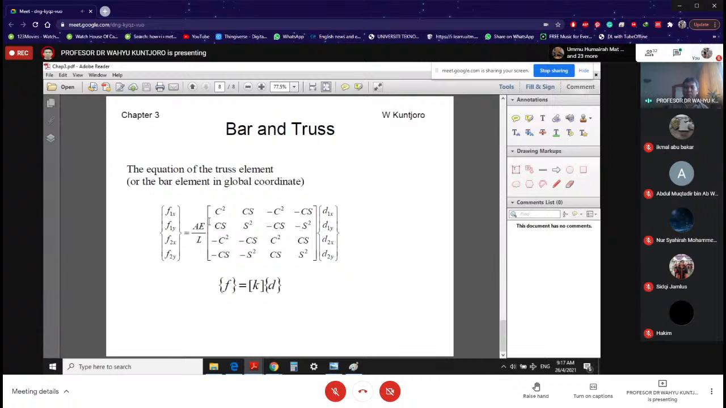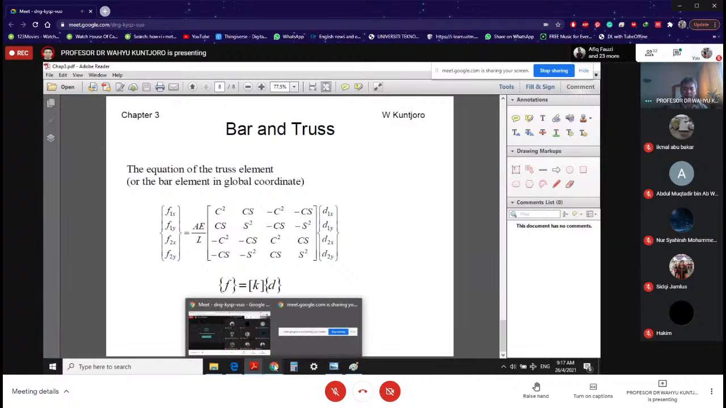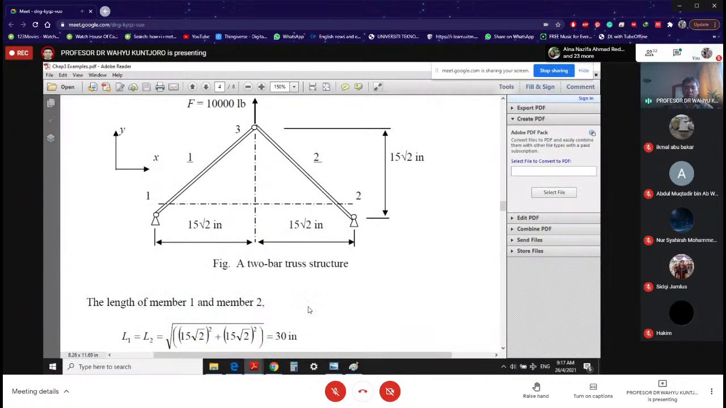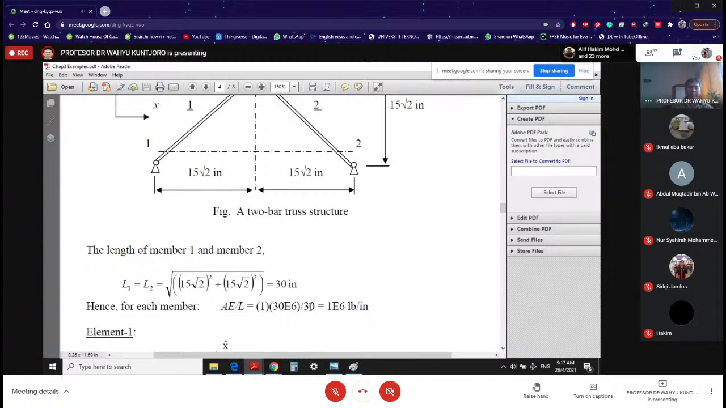And you need to calculate, just like the bar, AE over L. And inside here is going to be based on the sine and cosine of theta, which is the orientation angle. So now we are going to do it. So let's come back to this here. Now let's go to equation number 1.